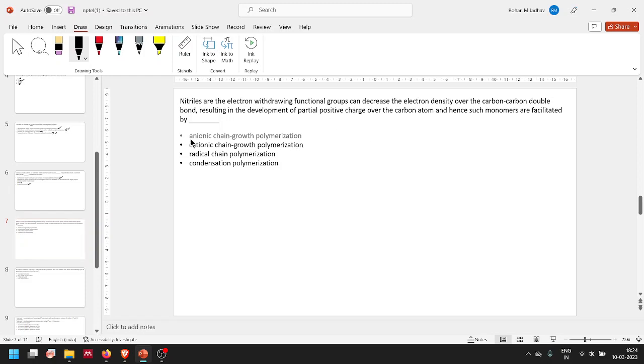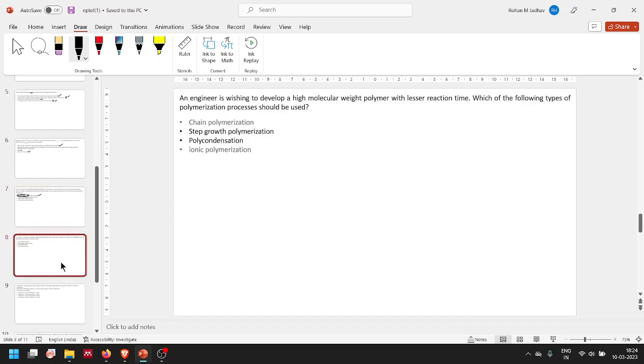This points to the anionic chain growth polymerization process. Since the positive charge is being formed over the carbon atom because the nitrile functional group is decreasing the electron density, an ionic chain growth process will be applied for the polymerization in this. So the correct answer will be anionic chain growth polymerization. Moving on to the next one.